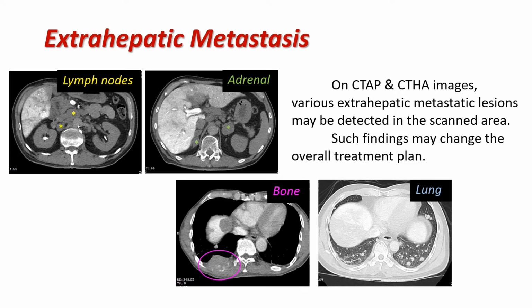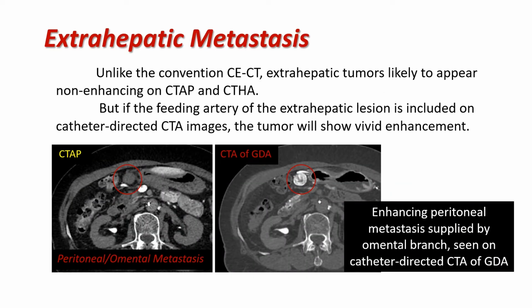Unlike the conventional diagnostic CT scan, if the extrahepatic tumor mass is not supplied by the hepatic artery, SMA, or portal vein, it is likely to be hypoenhancing on CTAP and CTHA. But if you perform catheter-directed angiography of the feeding artery, then the tumor mass will show vivid enhancement.